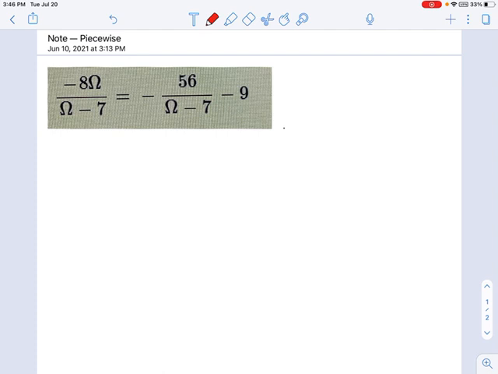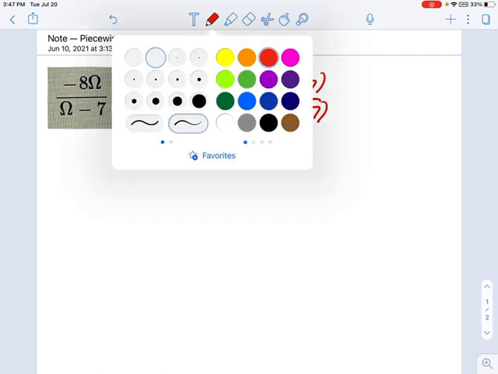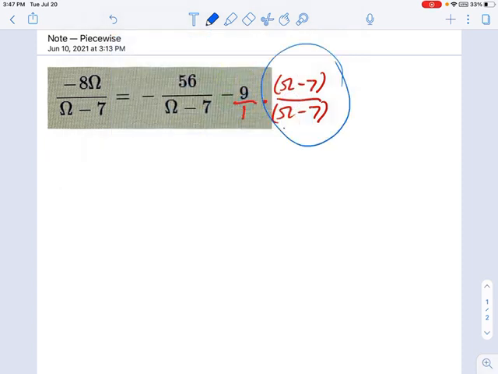And I'm just going to edit this one right here. I'm going to remind you that minus 9, that's just minus 9 over 1. And if I want the denominator to be equal there, I'm going to multiply this by a crazy 1. And that crazy 1 is omega minus 7 over omega minus 7. If you think about omega minus 7 divided by omega minus 7, I have no idea what omega is. But I know that this thing I just wrote here is equal to 1, so it's not going to change the value of anything.